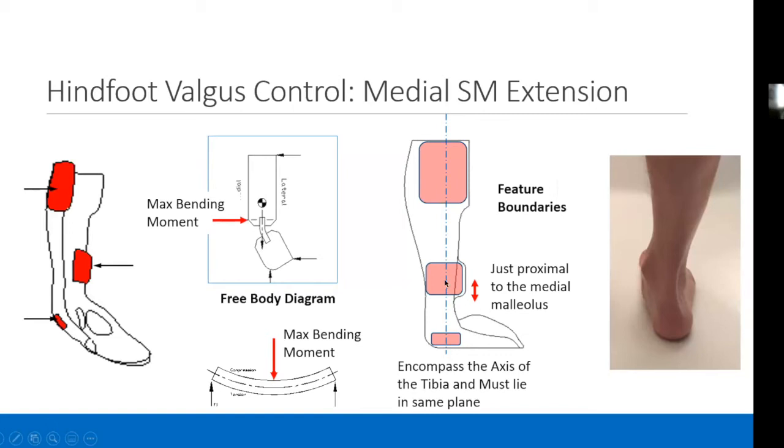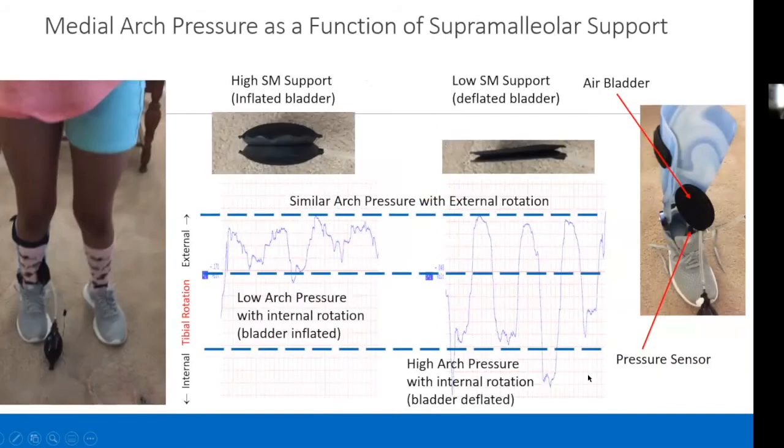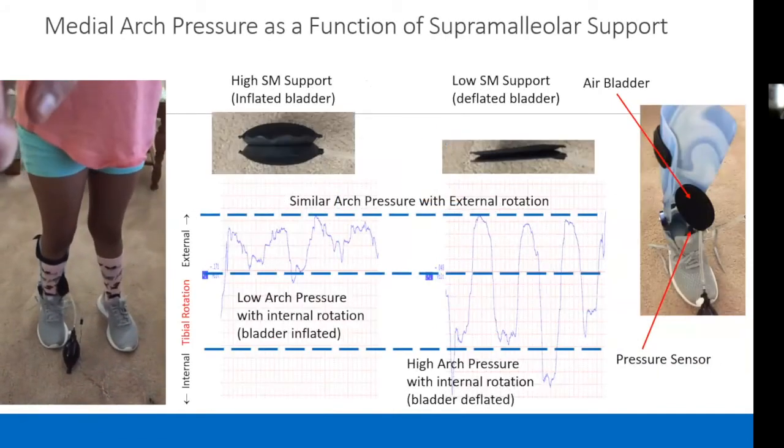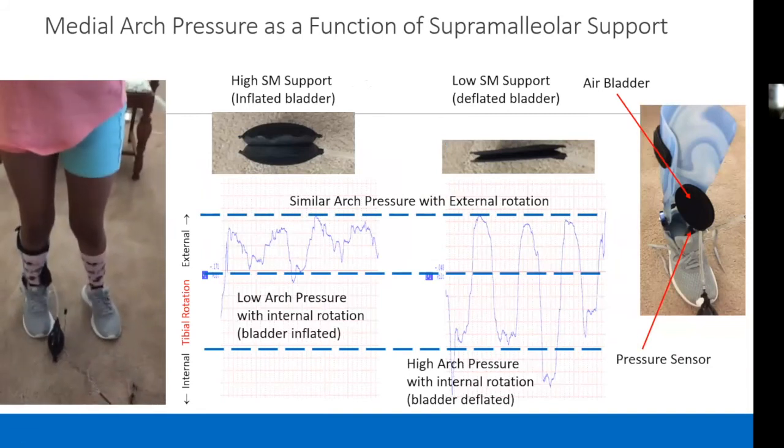But sometimes what you'll see is this pad is way up here. And if you do that, then what you're doing is actually reducing the bending moment on the structure that you're trying to affect a postural change, or resist a postural change, or take a stress off of a structure. And so you want to try and keep that pad load as close as possible to the medial malleolus when it's implemented. So I've talked about a number of different supportive elements.